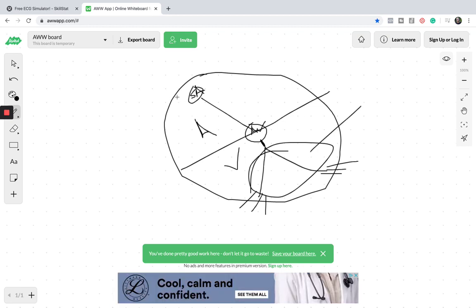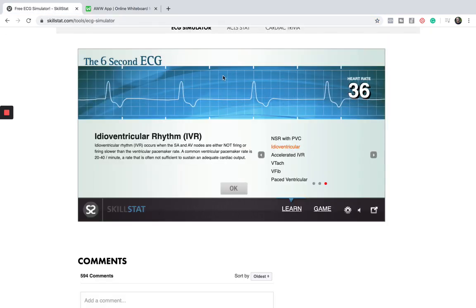So if the SA node says, sorry, I can't help you with the heartbeat, and the AV node says, sorry, I'm tired, I don't want to help you with the heartbeat, and the ventricles go, well, I guess I'll do it, I'll start the show, your heart rate becomes right here. Again, think about 40. It's really 20 to 40, so I like to say think about 40. So 20 to 40, you get 36.